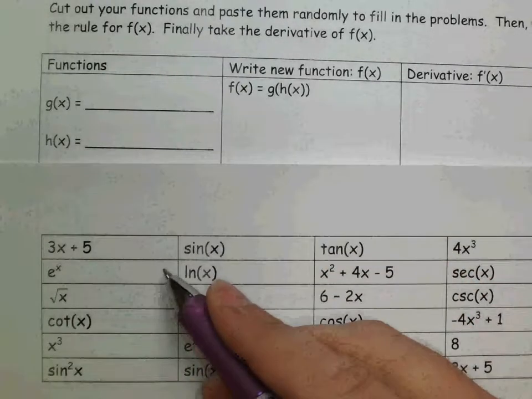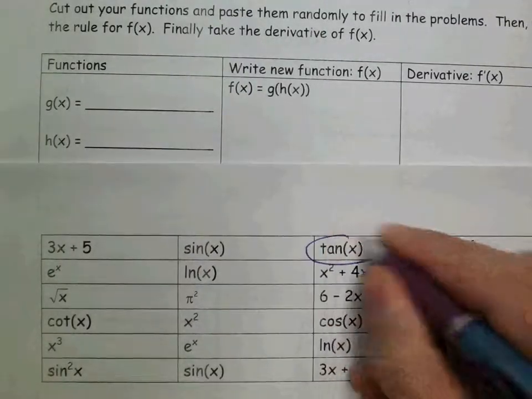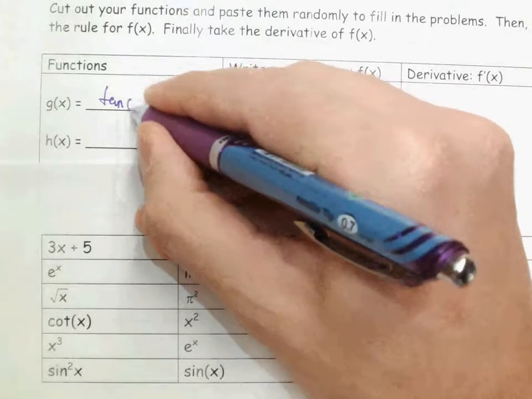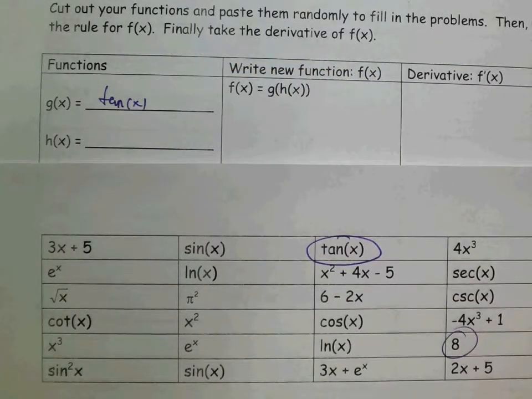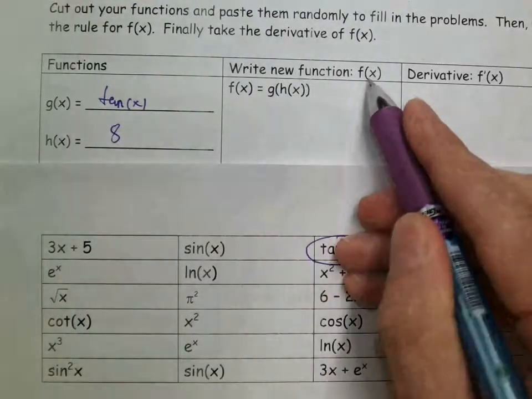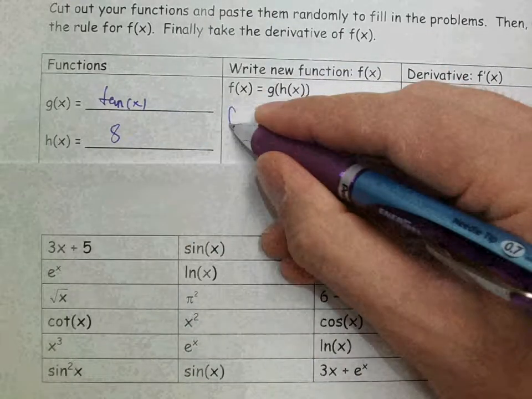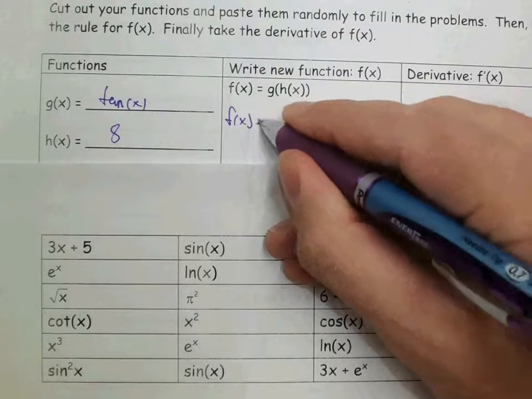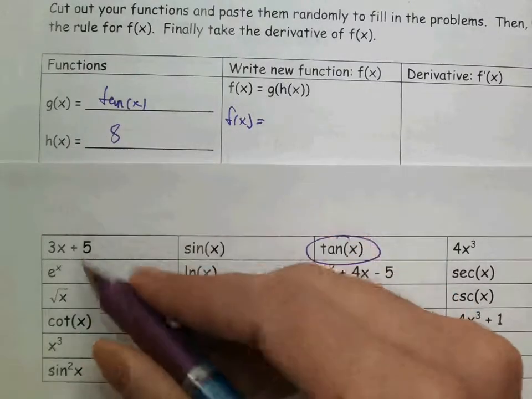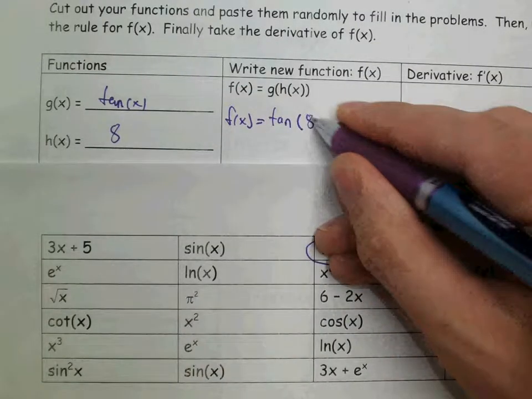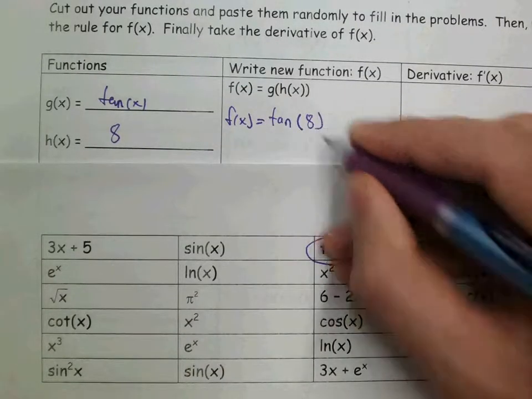For each problem, you're going to choose a random function. Like maybe for g of x here, you're going to choose tangent of x. For h of x, maybe you choose 8. And what we're doing is, whatever the rule is, it says the rule is f of x equals g of h of x. You're composing those functions in that way. So for instance, here, f of x equals g of x is tangent of x, h of x is 8, and so g of h of x is tangent of h of x, which is 8.